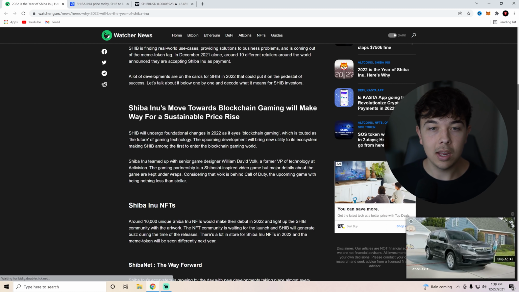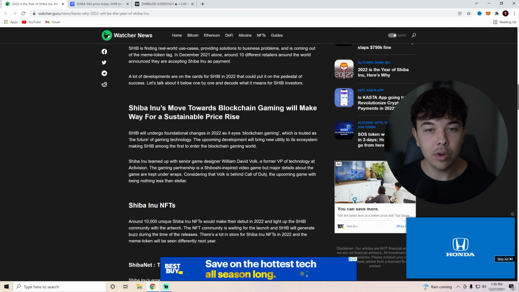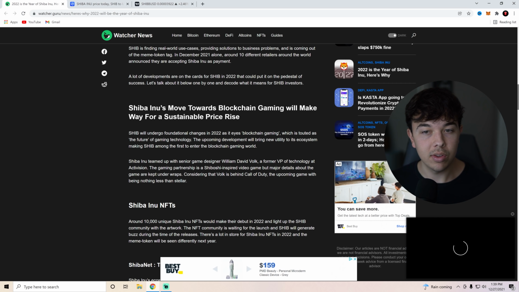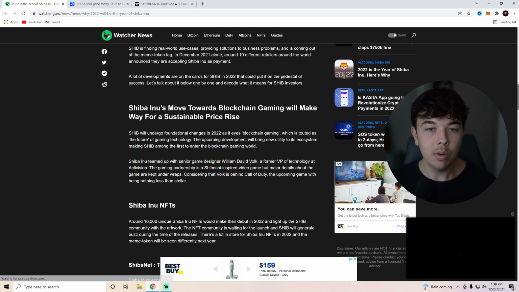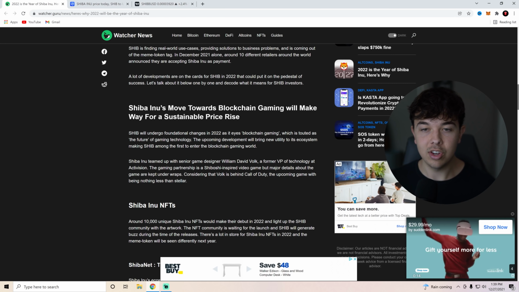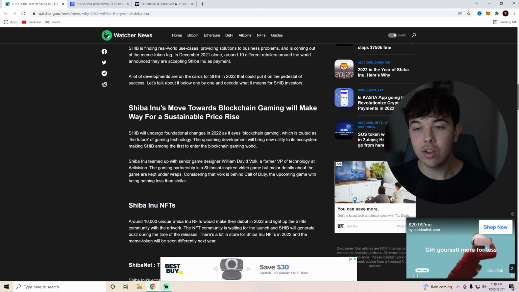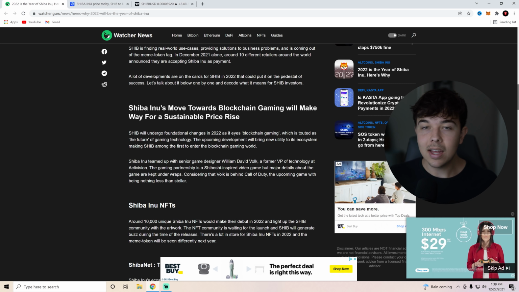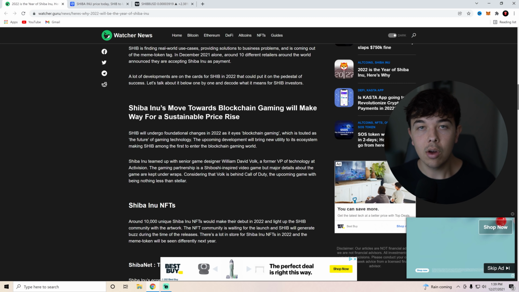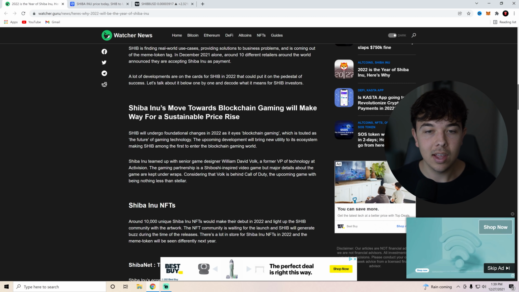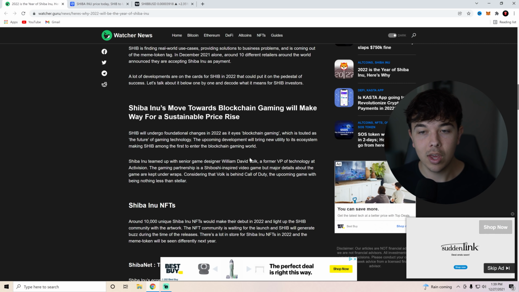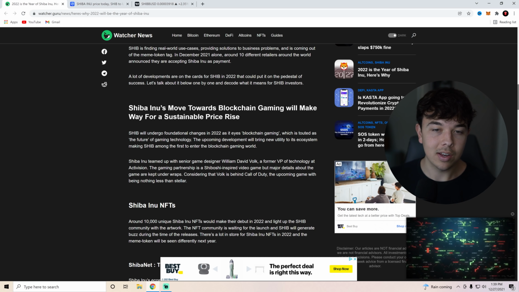The first one obviously being blockchain gaming. Shiba will undergo foundational changes in 2022 as it eyes blockchain gaming, which is touted as the future of gaming technology. This is why I love Shiba Inu Coin. Going into 2022, they're going to be adapting to the market. Whatever goes on in the crypto market, they're going to try to be the best at it, and they are doing this teaming up with William David Volk, a former VP of technology.